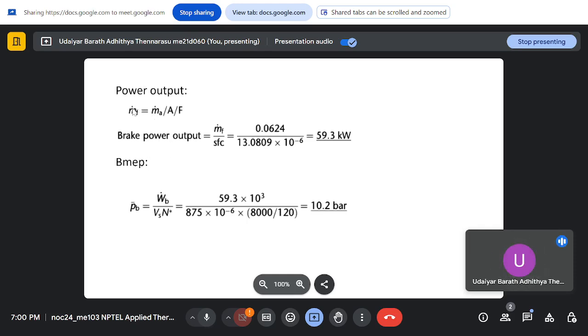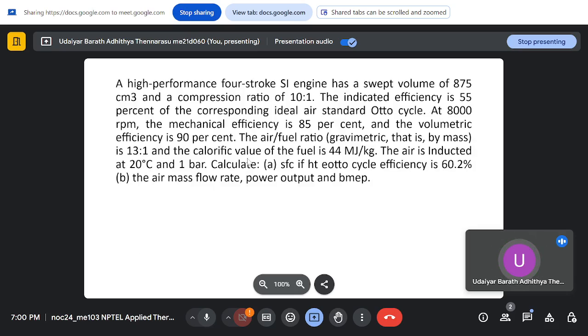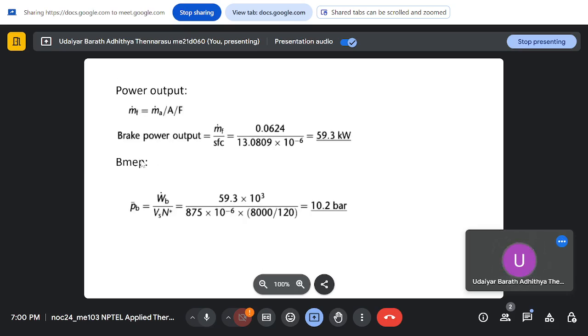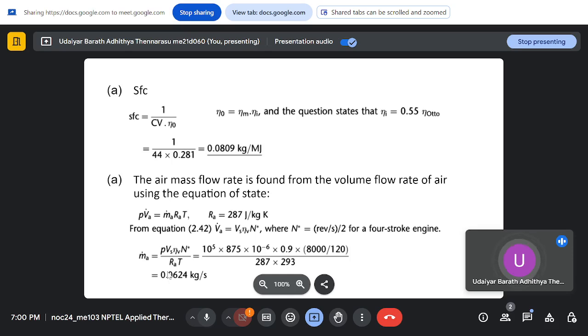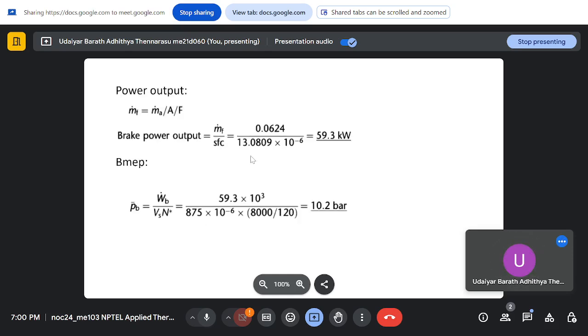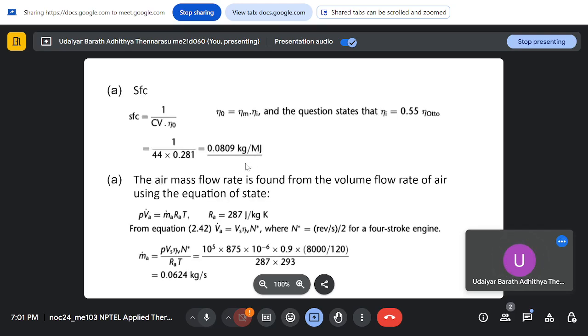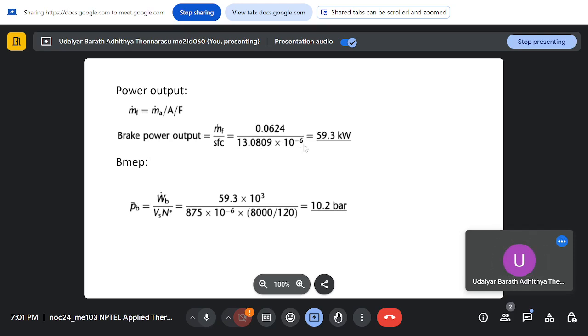So mass of fuel required will be mass of air divided by air fuel ratio. So brake power output will be mass of fuel divided by your specific fuel consumption. So mass of fuel we can find out, it will be 0.0624, and the air fuel ratio is also given, which is 13:1. So m dot air divided by 13. And specific fuel consumption is 0.089. So 13 into 0.089, 0.0809, so into 10 power minus 6, it will come out to be 59.3 kilowatt. So that is the brake power output.